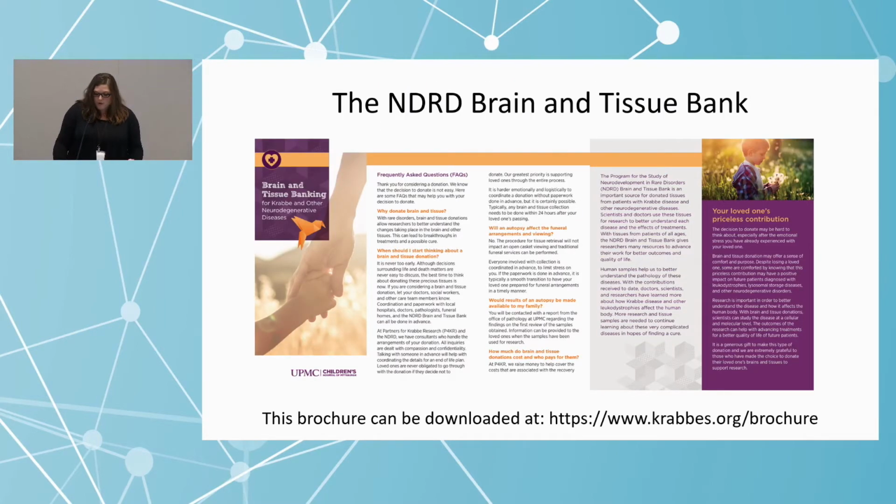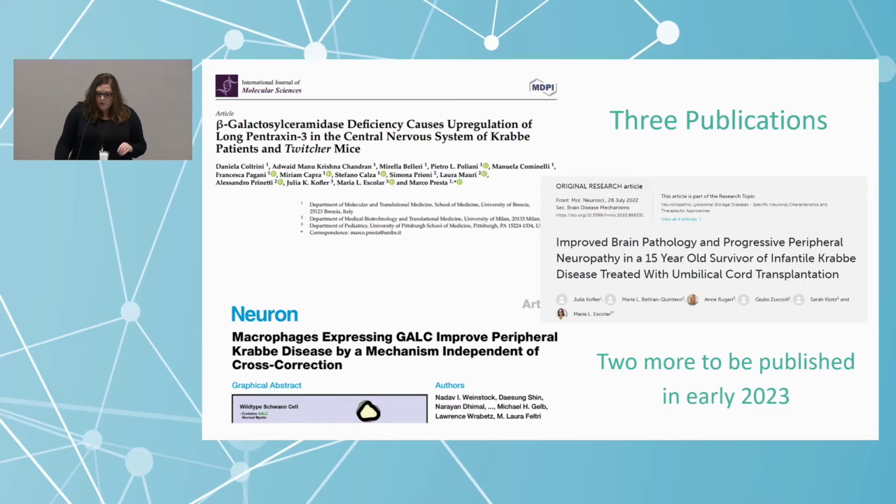This brochure for families who wish to donate to the Brain and Tissue Bank can be found at the website below. There have so far been 3 manuscripts published using the brain and tissue samples from the biorepository. 2 additional papers are in the works and will be published in early 2023. These generous donations from families are driving research forward and lead to new discoveries about Krabbe disease.